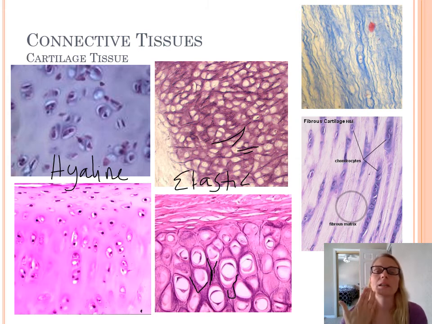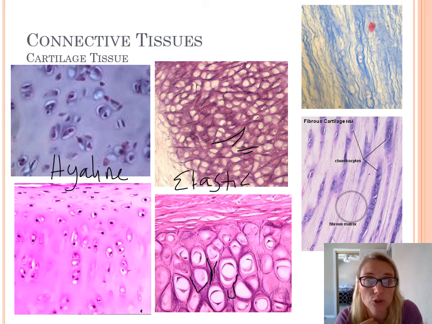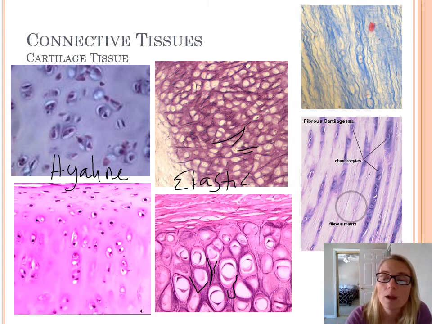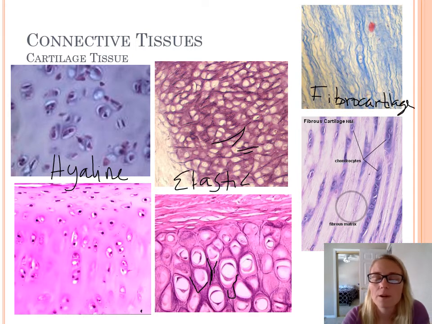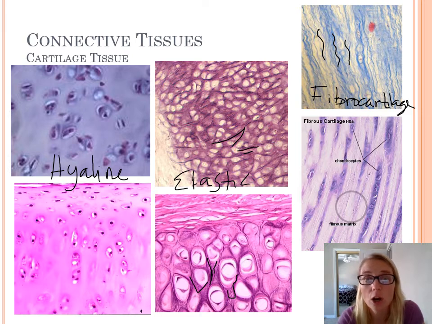The other place you find it is in the epiglottis, which is the flap that closes down when you swallow, protects your trachea so you don't choke. And then this last one is called fibrocartilage. Fibrocartilage is really dense. You see, again, all these stringy fibers. These aren't elastic fibers, these are collagen, which gives it a lot of strength.